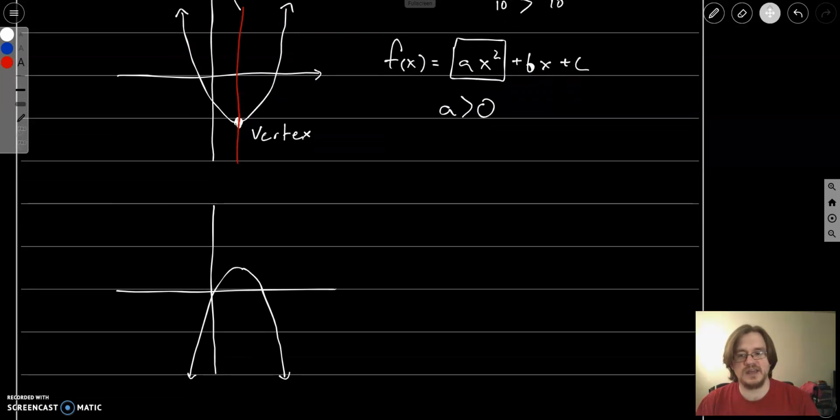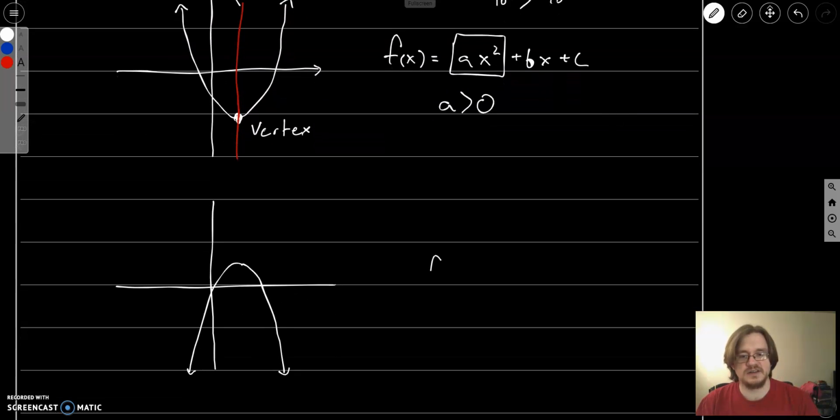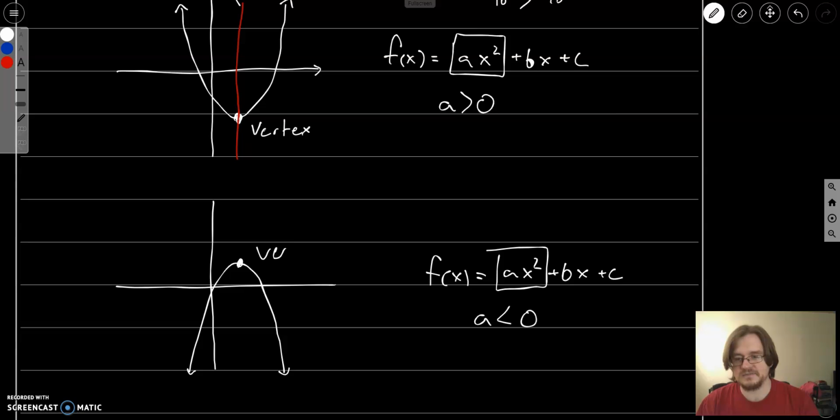Whereas if I look at the same sort of function, just a quadratic polynomial, and if a is less than 0, when x gets really big, this term is going to be very negative. So we're going to be going down. So in any case, when a is positive, the parabola opens up. When a is negative, the parabola opens down. We still have a vertex, and we still have our line of symmetry.